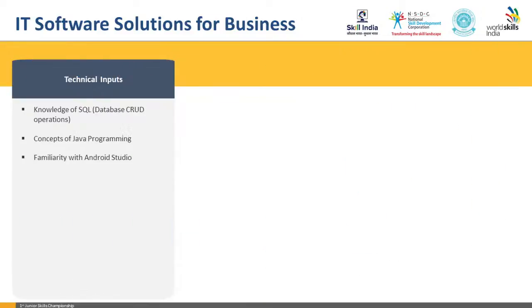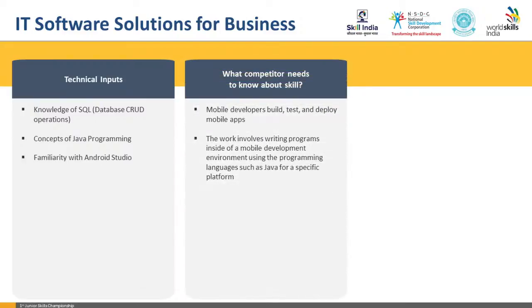In order to perform well in the skill championship, I suggest candidates possess basic knowledge of SQL, conceptual clarity of Java programming, and be familiar with Android Studio, its functioning and the basic features used to develop a mobile application. The skill championship will test a candidate's ability to develop an end-to-end mobile application using Android Studio for Android devices.